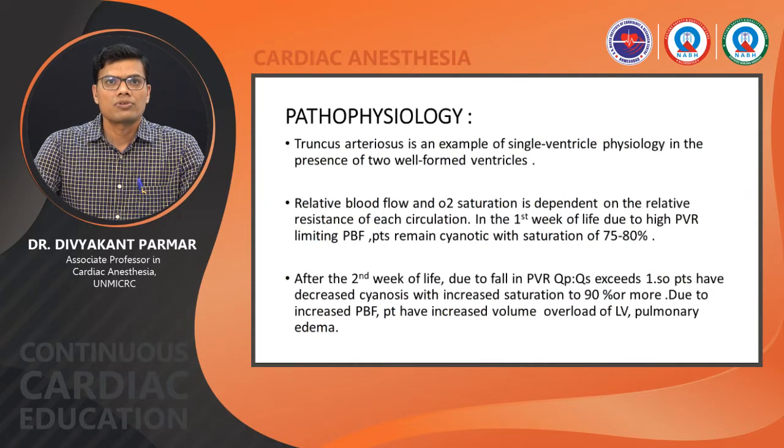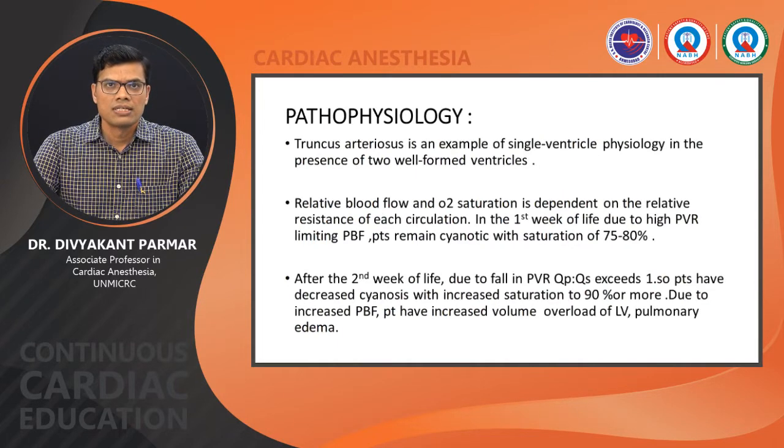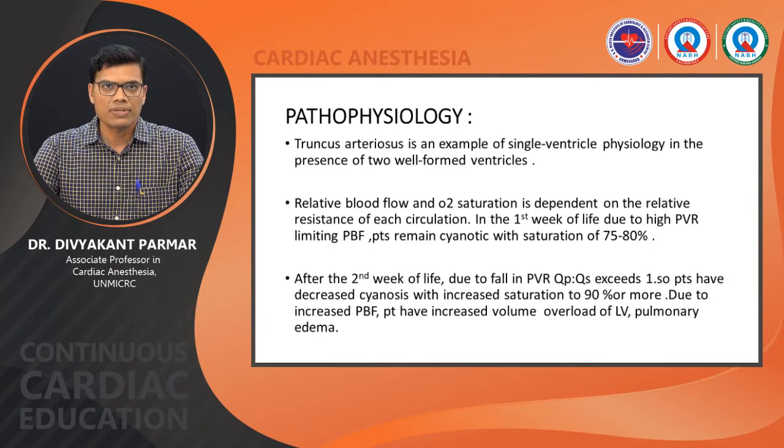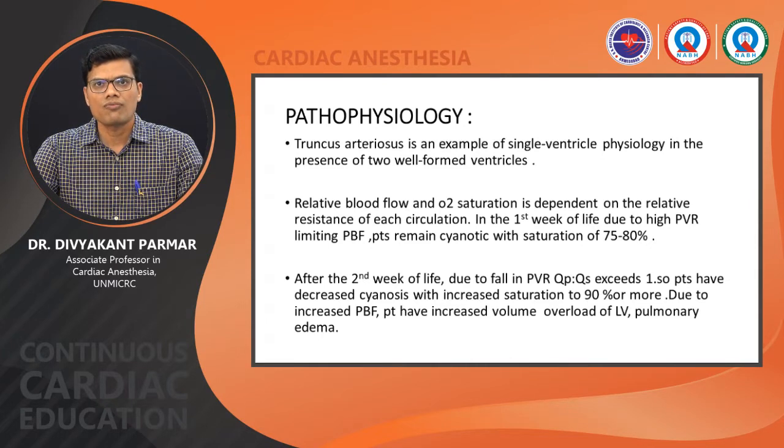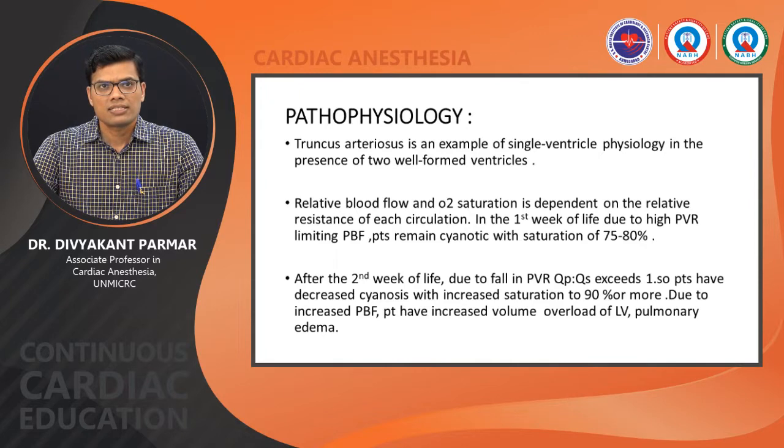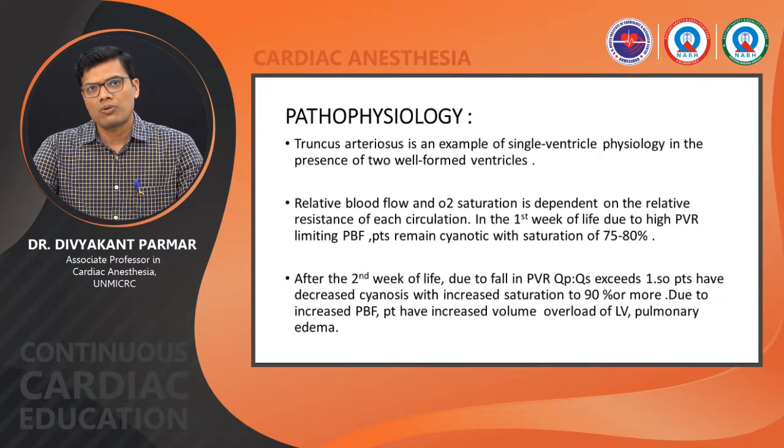Coming to the pathophysiology of truncus arteriosus, it is an example of single ventricular physiology in the presence of two well-formed ventricles. In this condition, the relative blood flow and O2 saturation depend on the relative resistance of each circulation. So, during the first week of life, due to high PVR, which limits the pulmonary blood flow, patients remain cyanotic with saturation of around 75 to 80%.